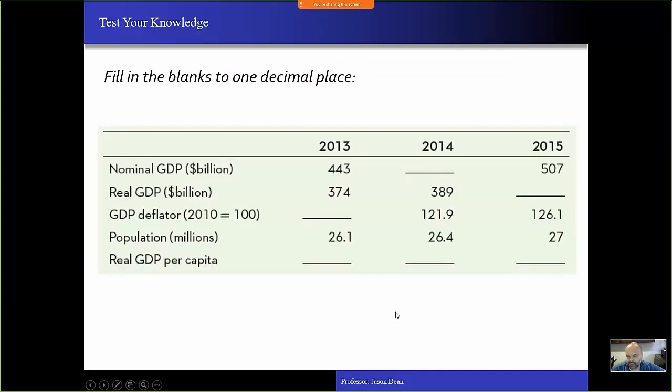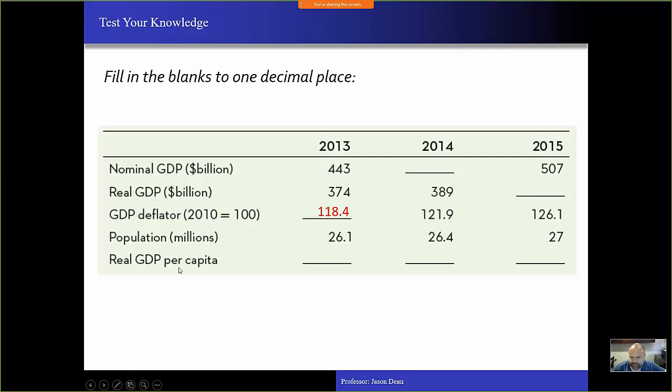Okay, so let's do a practice question here. So here we have nominal GDP, real GDP, and the GDP deflator. Now we've put in here population and real GDP per capita. This is something that we looked at briefly in chapter 3. Real GDP per capita is simple. You just take the real GDP and divide it by the population. So now if the nominal GDP is 443 and real GDP is 374, what is the GDP deflator? Anyone? So we just take those two, divide it, multiply it by 100. We get 118.4.